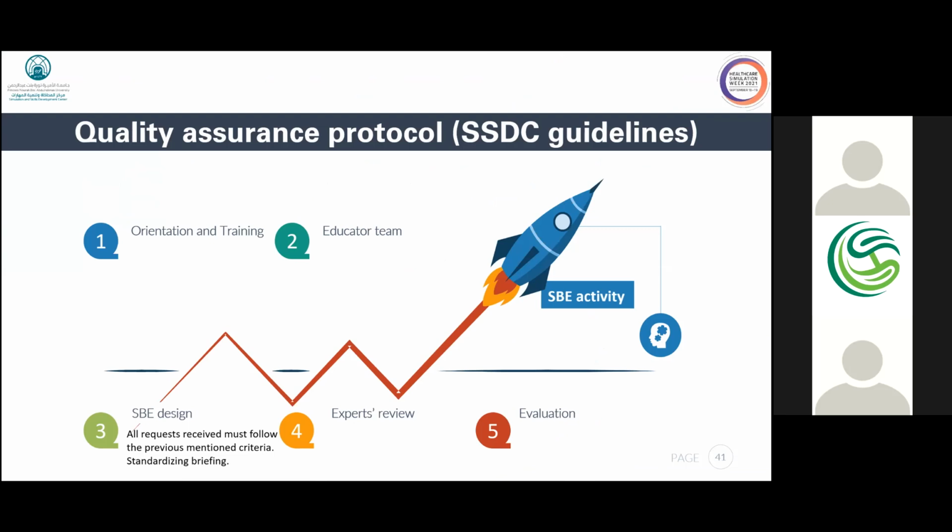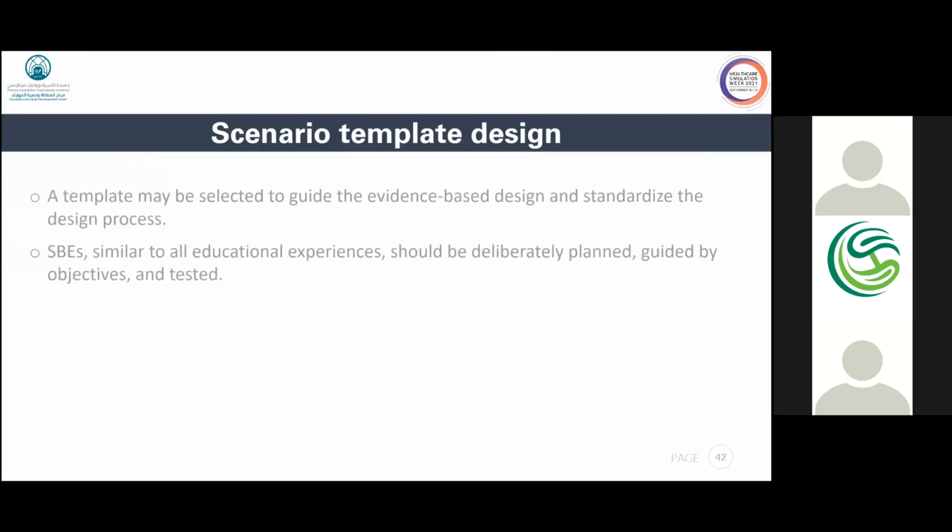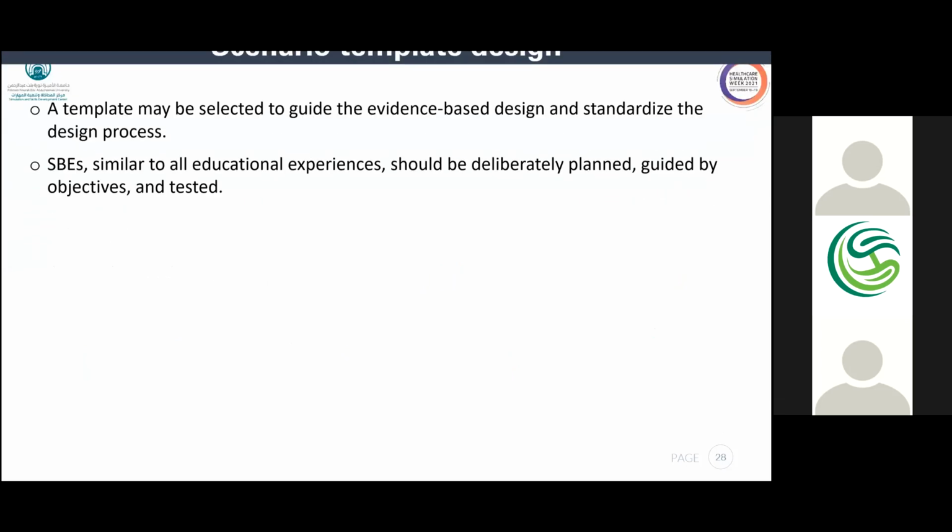For the simulation-based education design, the first part was all of the elements. How we ensure that is we drafted different forms to ensure that those elements are applied. So we standardized, as I said before, the briefing, and we drafted a scenario template, and we added different forms for the needs assessment and for the evaluation of the simulation-based experience.